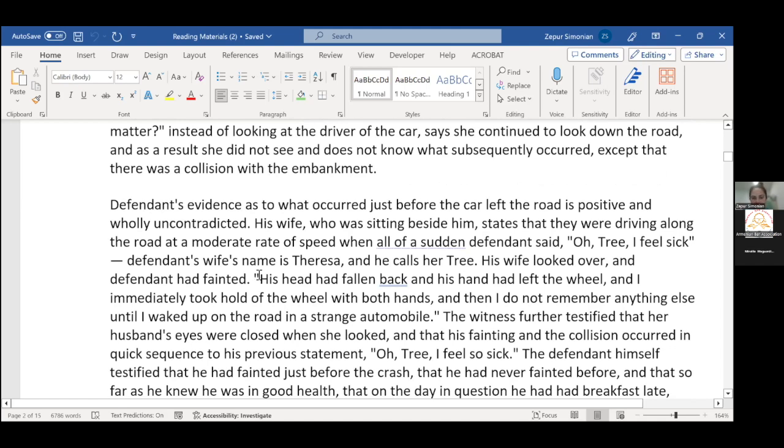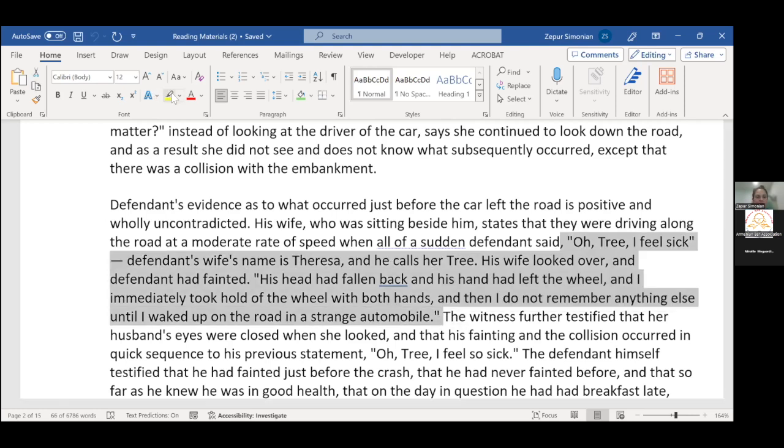That's another key fact. So one is, he says he's sick. She asks, "What's the matter?" And then he faints. His head had fallen back and his hand had left the wheel. "And I immediately took hold of the wheel with both hands. And then I don't remember anything else until I waked up on the road in a strange car." So these are key facts. These are key facts that are directly related to the issue of whether or not his behavior or his action was voluntary or not.